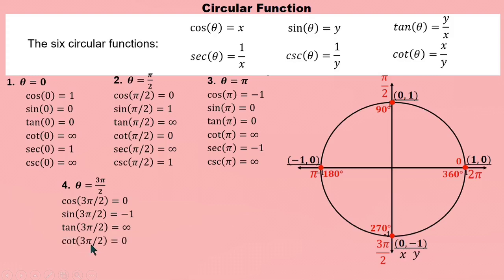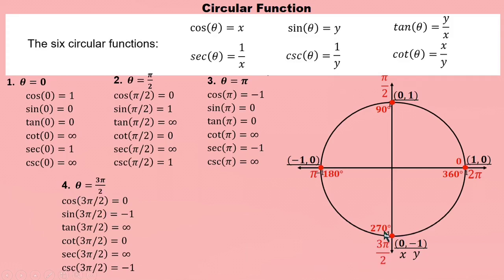Cotangent 3 pi over 2 is equal to 0, x over y or 0 over -1, which is equal to 0. Secant 3 pi over 2 is undefined, 1 over x and x is equal to 0, so it is undefined. While cosecant 3 pi over 2 is equal to -1, 1 over y or 1 over -1, which is -1. And we now have the 6 circular functions of 3 pi over 2 or 270 degrees.